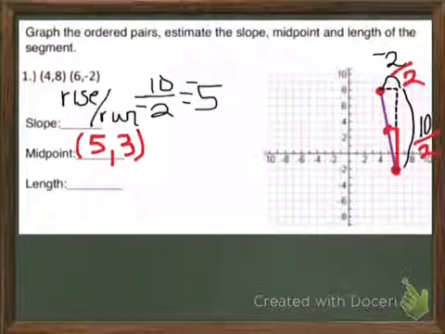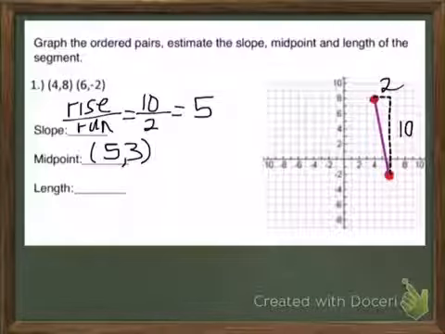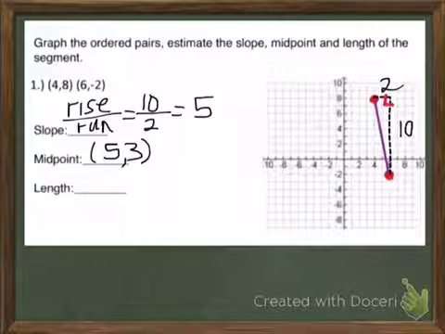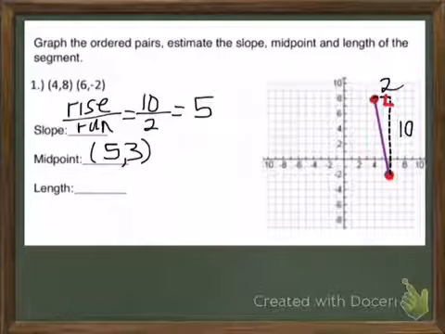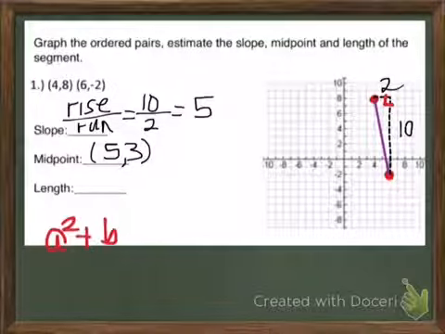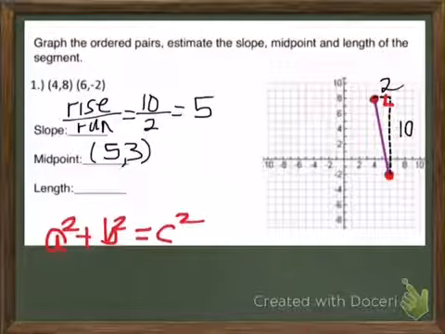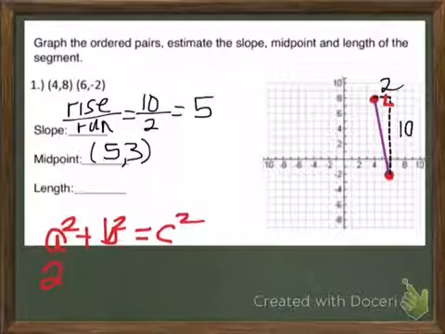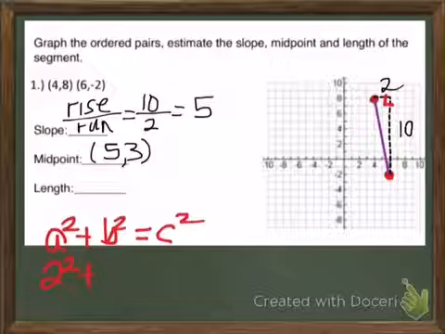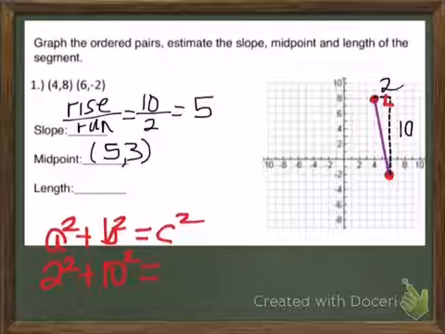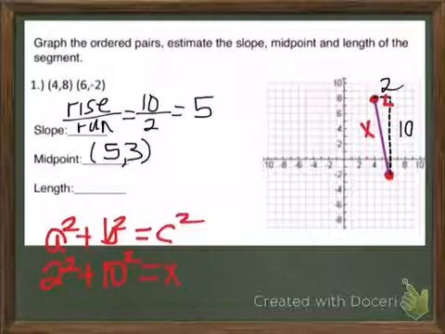And the last thing we want to be able to do is determine the length. And we already know how to determine the length because, as you see, we've got a right triangle. Here is our right angle. And that would make the segment the hypotenuse. So we would want to use the Pythagorean theorem to find the length of the hypotenuse. So a squared plus b squared equals c squared is your Pythagorean theorem. And we're going to substitute in 2 for a, so 2 squared, plus substitute in 10 for b, 10 squared. And we want to find the length of the segment, so that would be x squared.